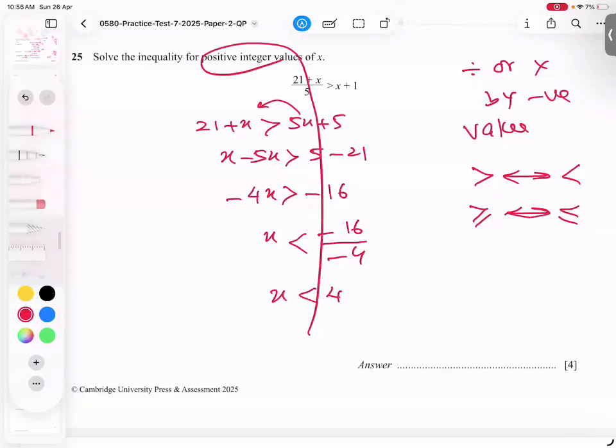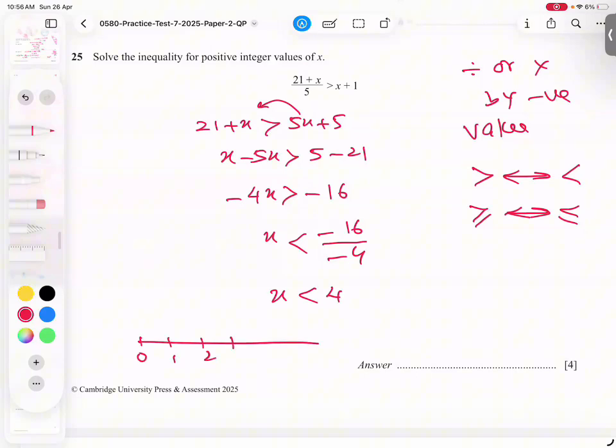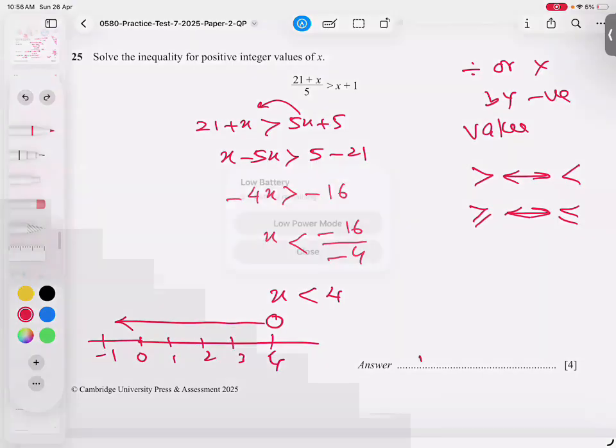And he said positive integers. So if you draw a number line, 0, 1, 2, 3, and 4, here we leave this circle empty and show it like this. So we have 3, 2, 1, 0. Basically 1, 2, and 3. Don't take 0 because 0 has no sign. I think the point is very clear.